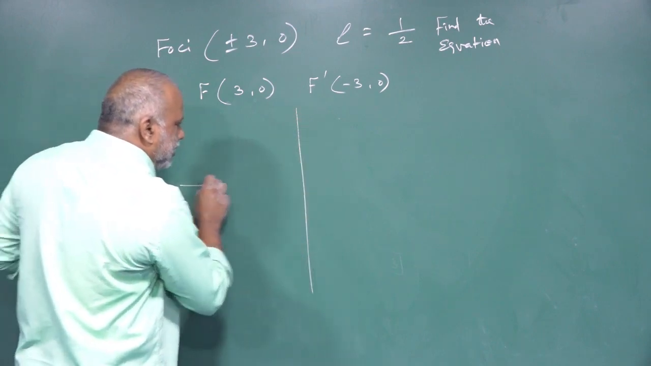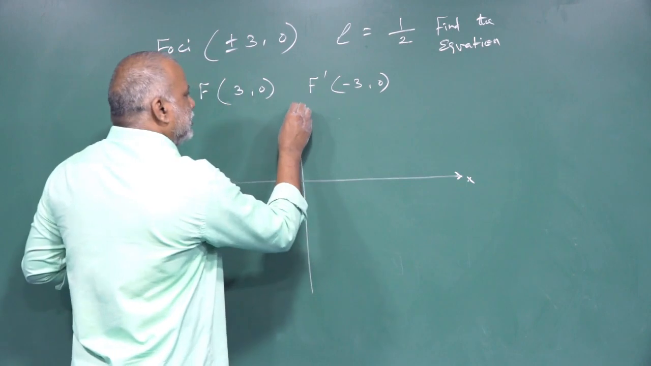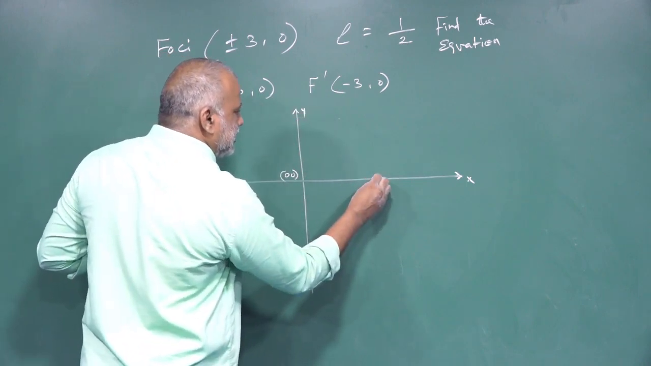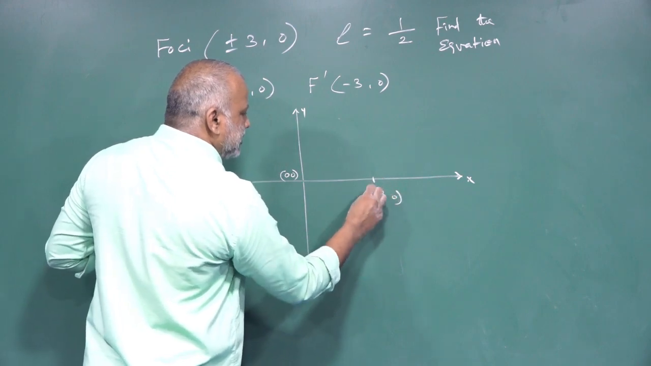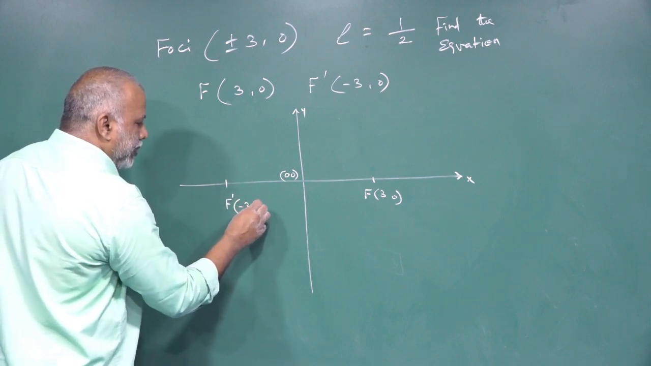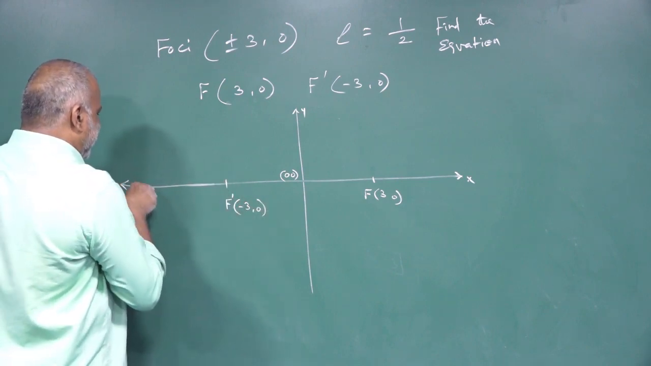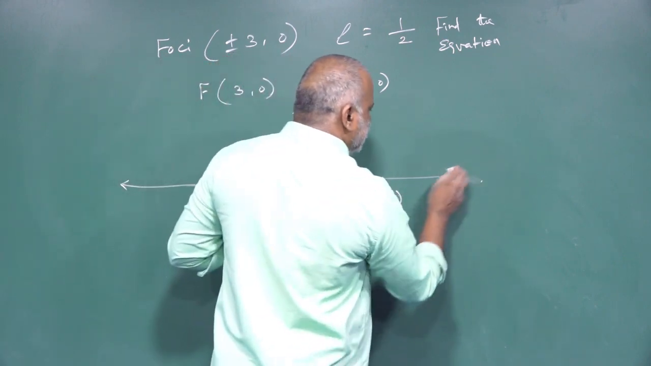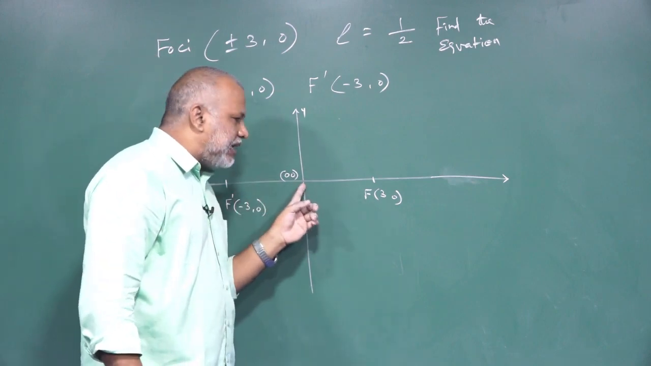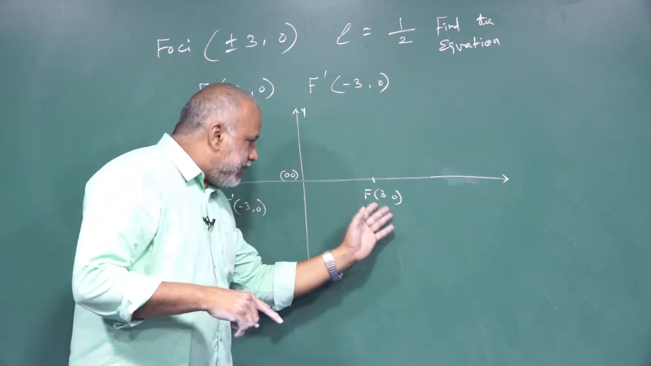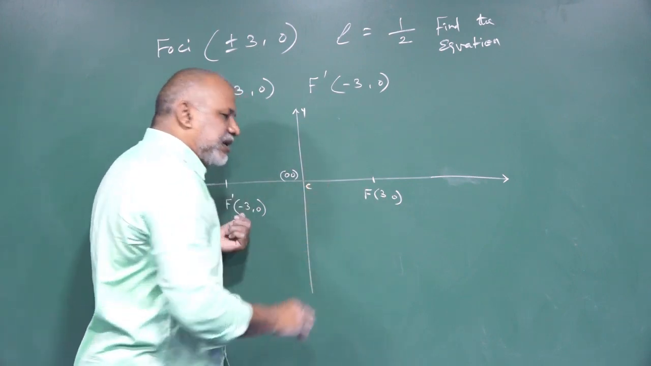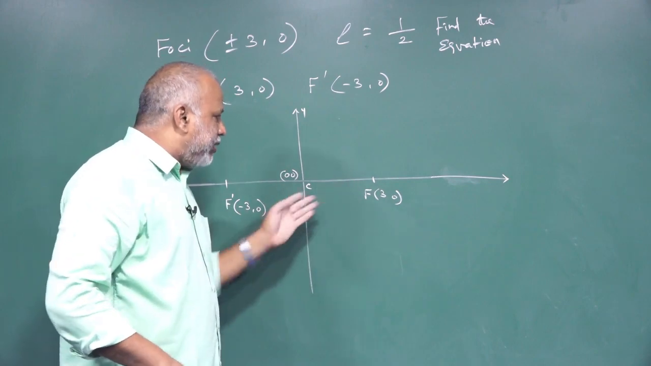So immediately draw these two axes. This is the meeting place; it must be the center. See, 3 comma 0 is here, considered to be F. Then equidistant to the opposite side, F dash is minus 3 comma 0. By the basic definition, C must be the center, the midpoint of F and F dash. See, 3 comma 0 and minus 3 comma 0. Automatically we can take the decision that C must be the center, the midpoint of F and F dash.